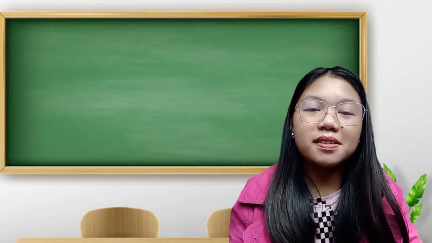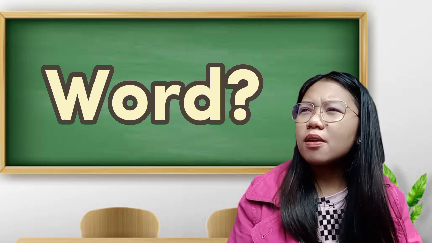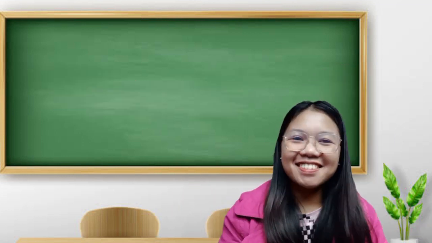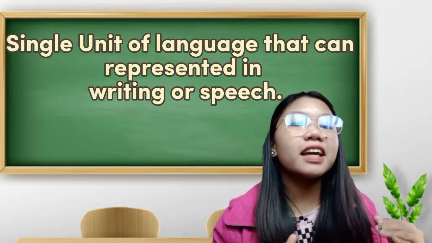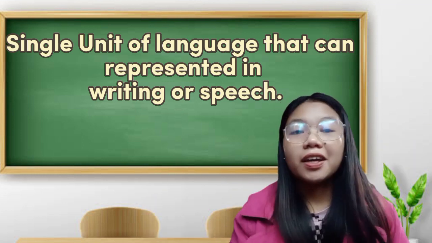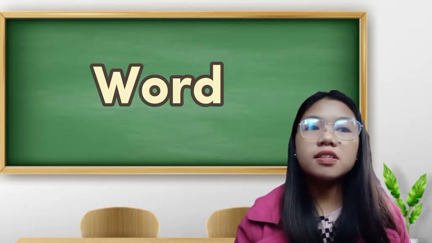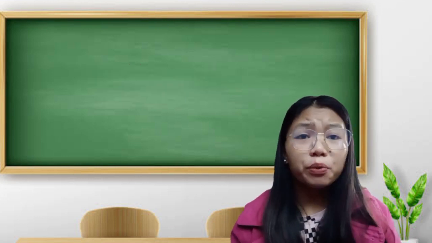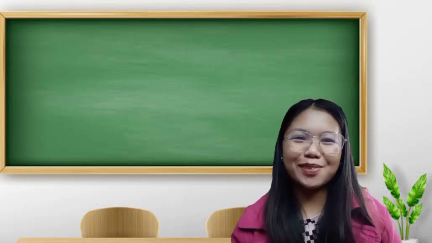So before we proceed with the word formation mechanism, let's define what is a word. Do you have any idea? Well, the answer is a word is a single unit of language that can be represented in writing or speech. Hence, a word is a basic element of a language that carries an objective or practical meaning. So without the word, we cannot formulate a language. So word is our essential tool for communication also.